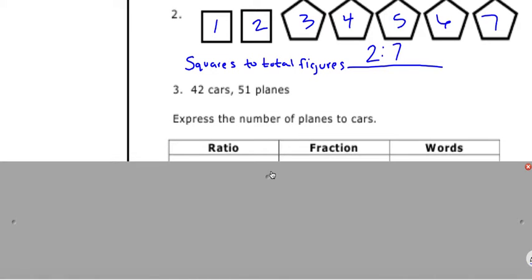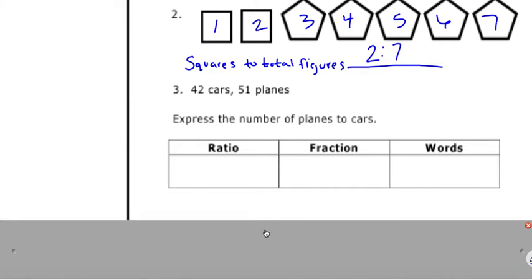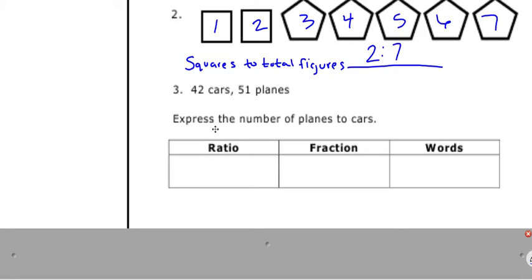Let's try another one. You need to express the number of planes to cars. And so in this example, it tells us that there are 42 cars and 51 planes. Go ahead and pause and come back once you're done answering these questions.